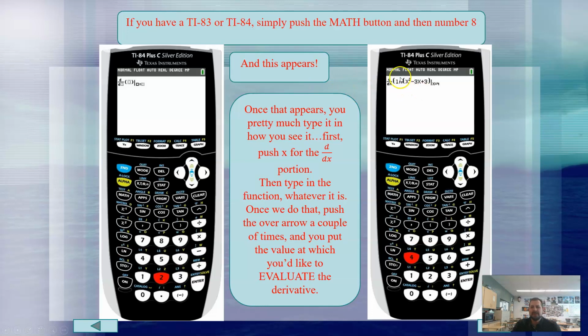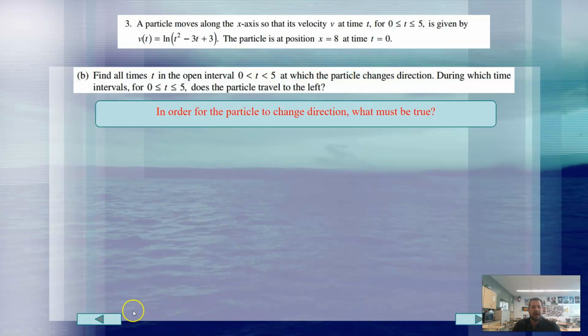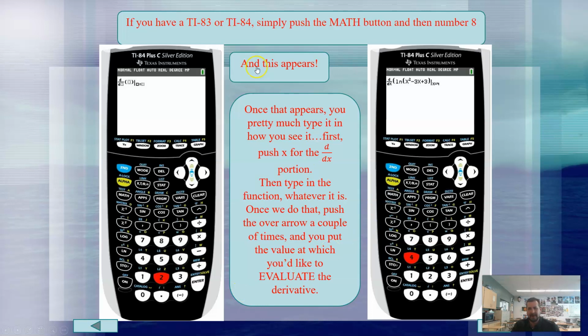Once you do that, you just type in the function you want to take the derivative of. You don't have to take the derivative. Then at the very end, you press 4, and it will tell you what the answer is. I don't have it right in front of me, honestly, but that's how you would find that answer.